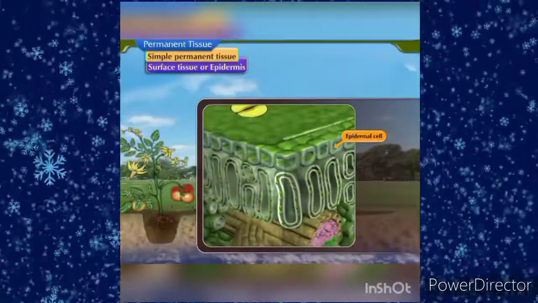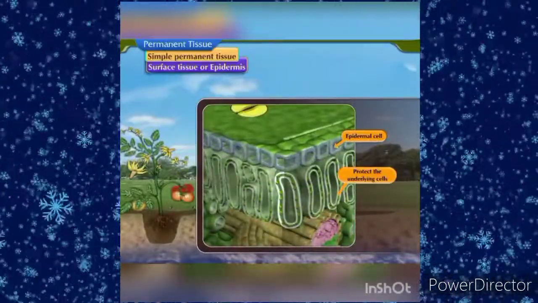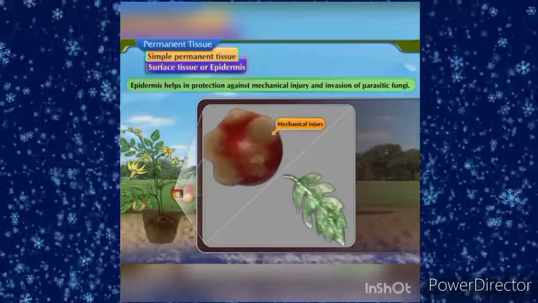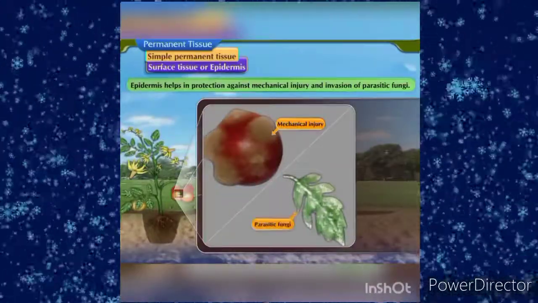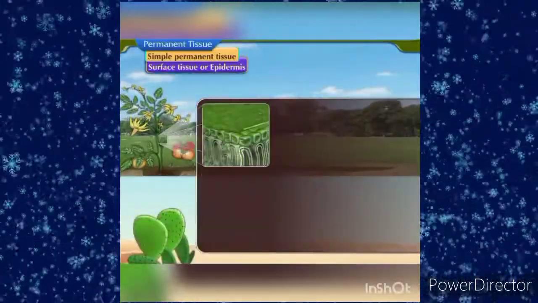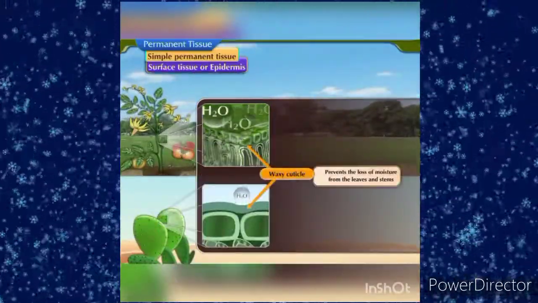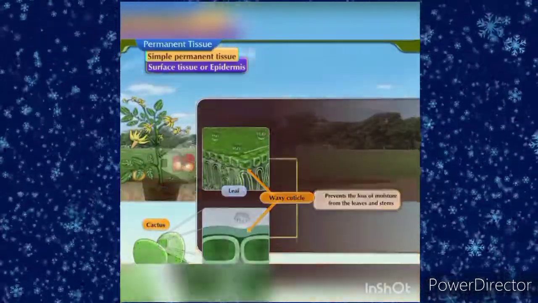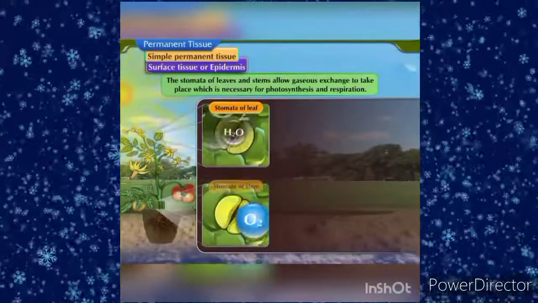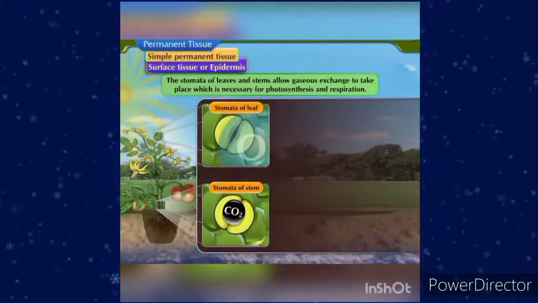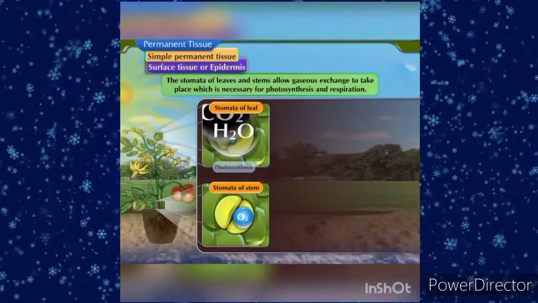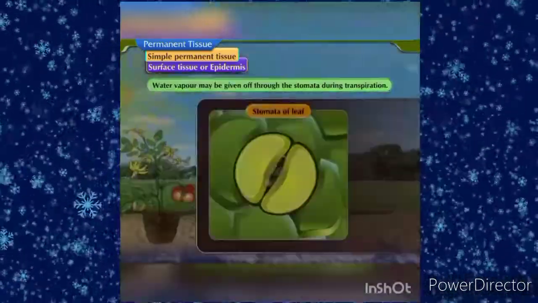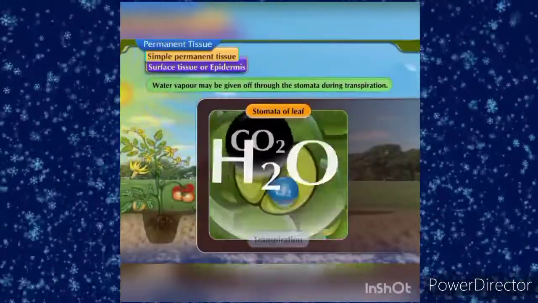The epidermal cells protect the underlying cells. It helps in protection against mechanical injury and invasion of parasitic fungi. The waxy cuticle prevents the loss of moisture from the leaves and stems, for example in cactus. The stomata of leaves and stems allow gaseous exchange to take place, which is necessary for photosynthesis and respiration. Water vapor may be given off through the stomata during transpiration.